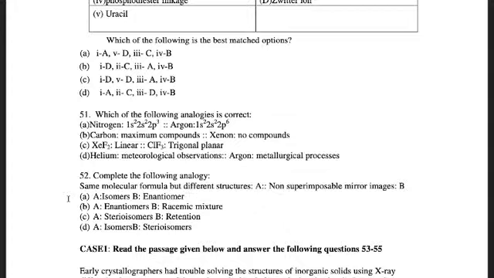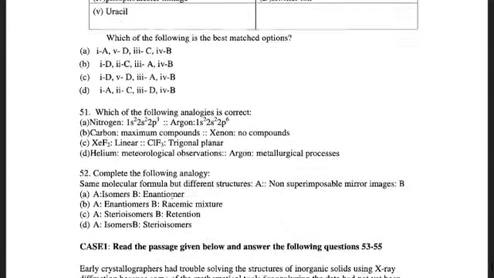Correct. The answer is option A. A. Isomers. B. Enantiomer. Correct. Isomers have the same molecular formula but different structure. Enantiomers are non-superimposable mirror images. So the answer is option A. A. Isomers. B. Enantiomers.